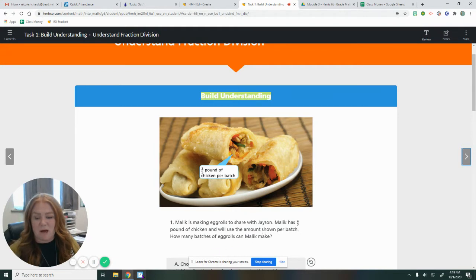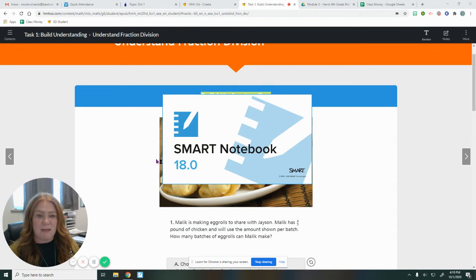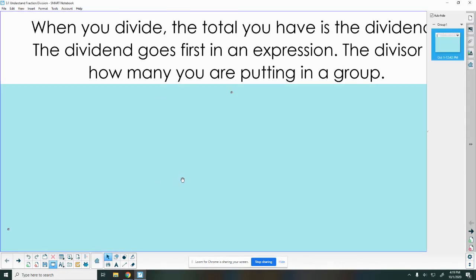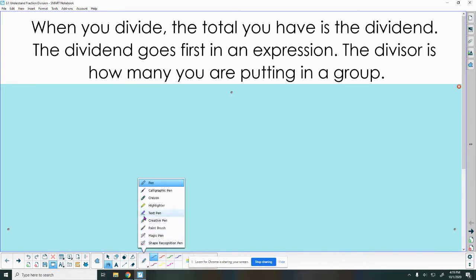So I want to go and talk about something really fast. So let's talk about what it means to divide with fractions. So when we are dividing, the total that we have is our dividend. So our total is our dividend. That's what we have. That's the number.